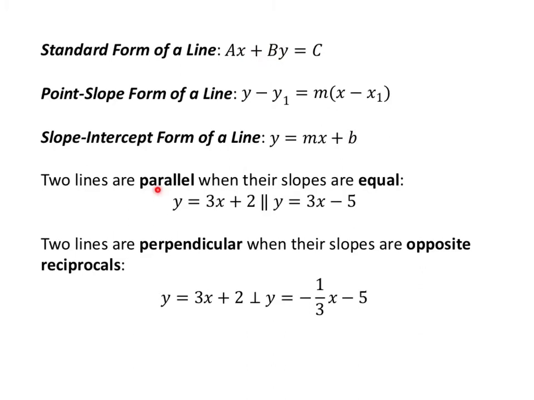You need to understand parallel lines. Their slopes need to be equal. So if you look, slope of 3, these lines are parallel to each other. Parallel means that they never intersect.